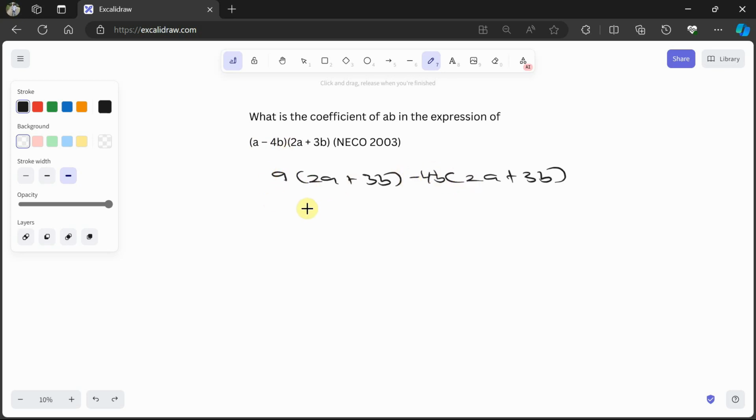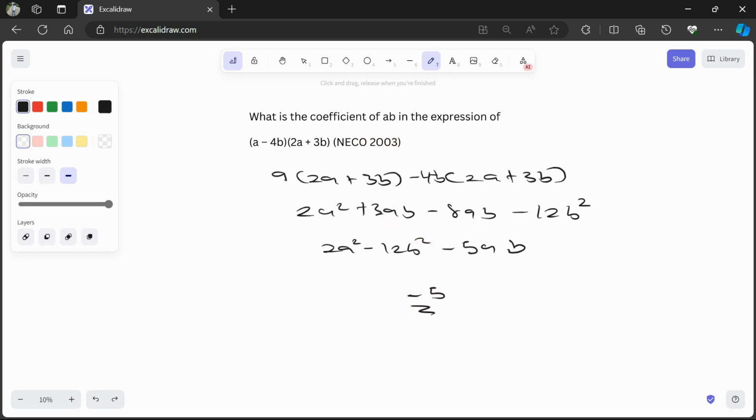So a times 2a gives me 2a squared. a times 3b gives me plus 3ab. Minus 4b times 2a gives me minus 8ab. Then minus 4b times 3b gives me minus 12b squared. So let's rearrange and put all the squares first. This will be 2a squared minus 12b squared. Then 3ab minus 8ab will give me minus 5ab. Therefore, the coefficient of ab in this expression is going to be minus 5.